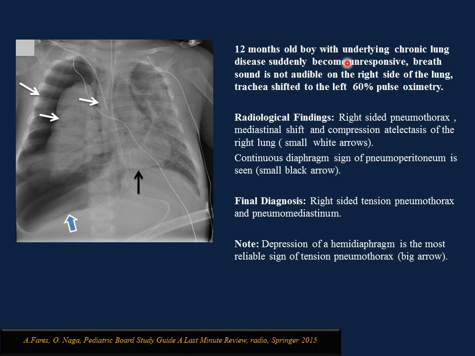This is a 12-month-old boy with underlying chronic lung disease. Suddenly he becomes unresponsive, breath sound is not audible on the right side of the lung, trachea shifted to the left, and oxygen saturation deteriorated down to 60%. This is a classic presentation of right-sided tension pneumothorax. You do not need a chest x-ray to diagnose this case. It has to be treated immediately, before ordering a chest x-ray.